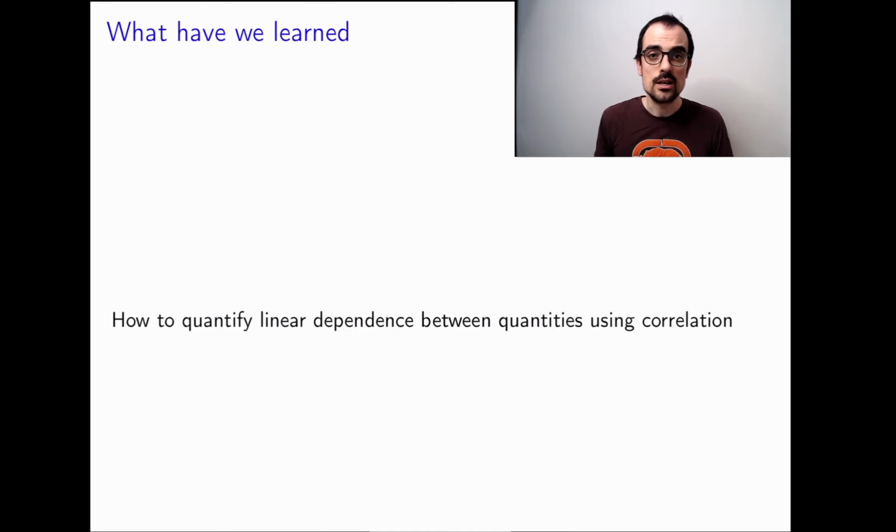Okay, so what have we learned? We have defined correlation, which allows us to quantify the linear dependence between random variables.